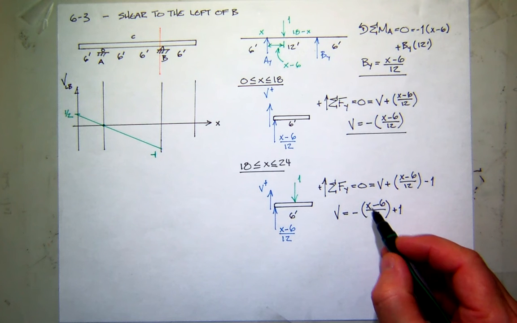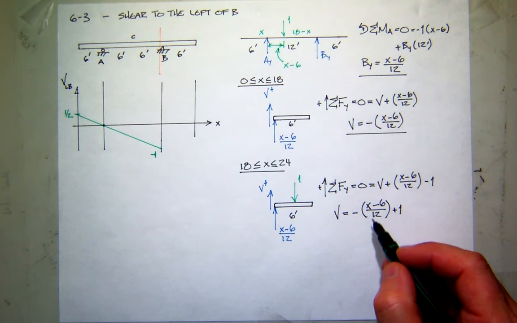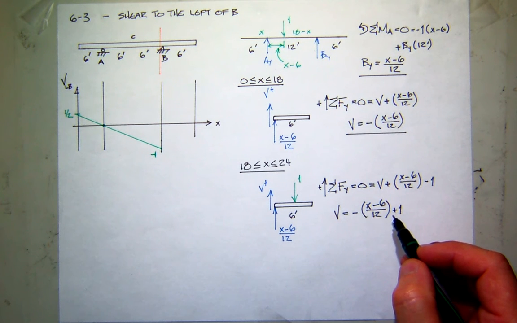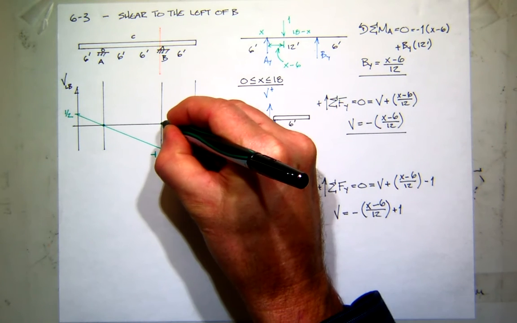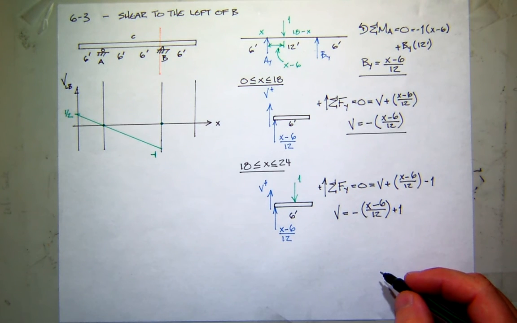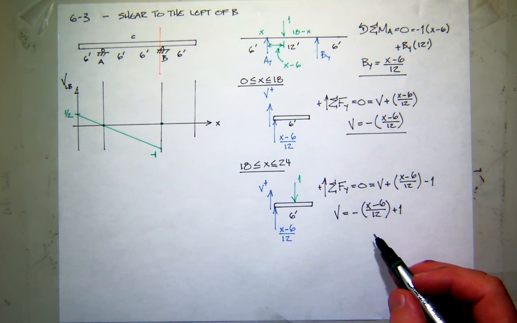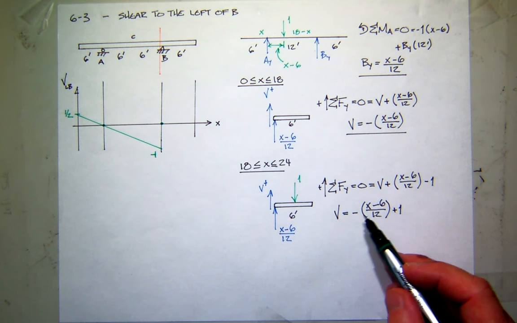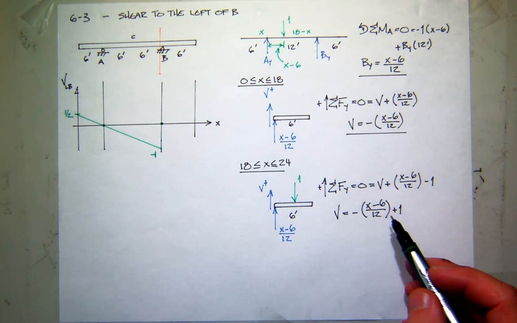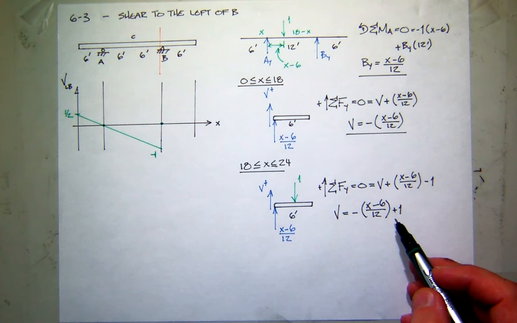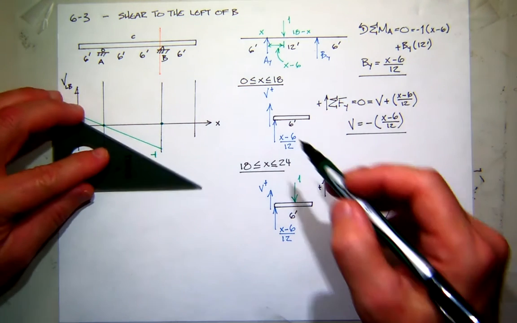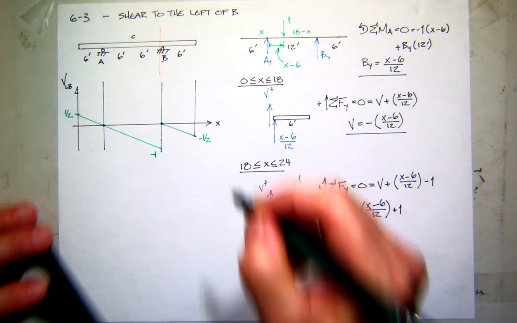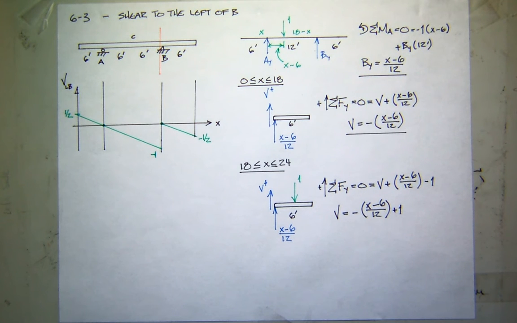I put in 18. What do I get? I get negative 1 plus 1 is 0. If I put in 24, what do I get? I get 18 over 12, which is 1.5. That's negative. Negative 1.5 plus 1 is negative 1/2. There's your shear line. So weird.